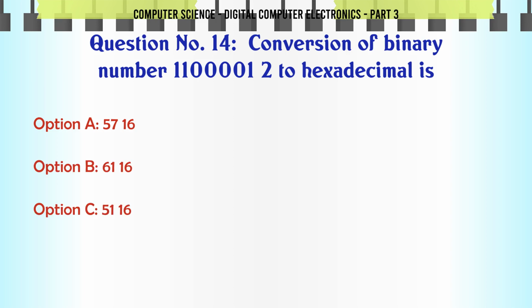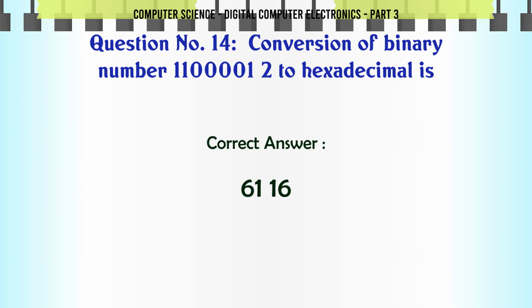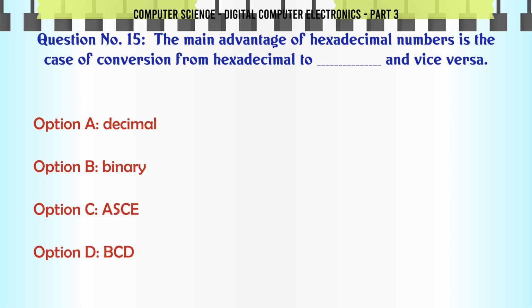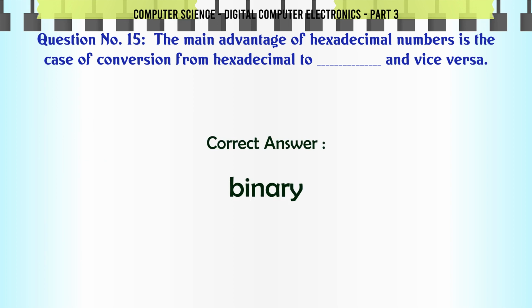Conversion of binary number 11000012 to hexadecimal is A 5716, B 6116, C 5116, D 4316. The correct answer is 6116. The main advantage of hexadecimal numbers is the ease of conversion from hexadecimal to and vice versa. A decimal. B binary. C ASCII. D BCD. The correct answer is binary.